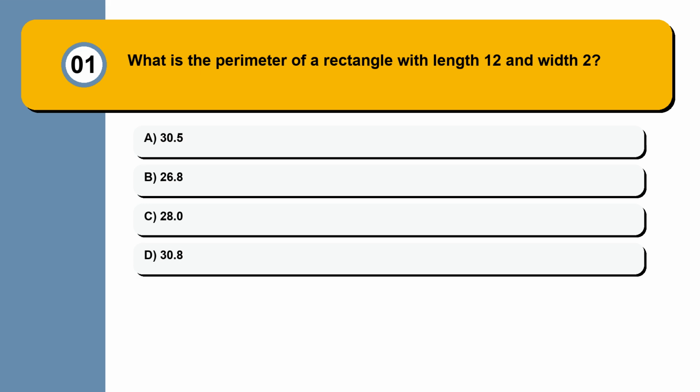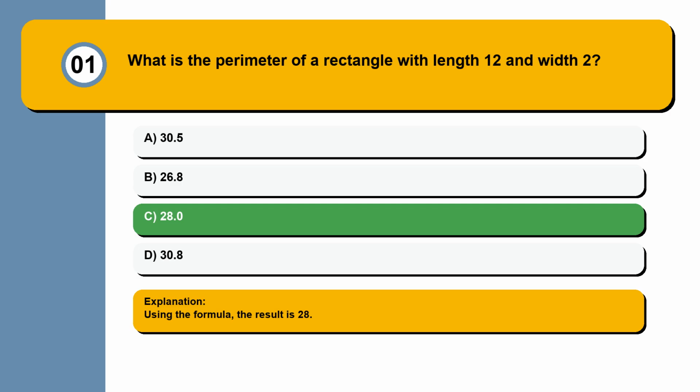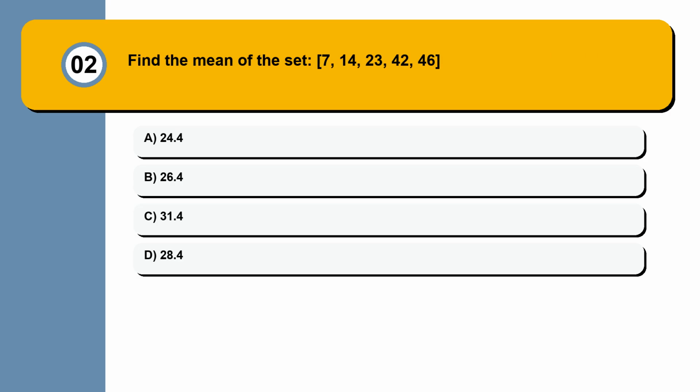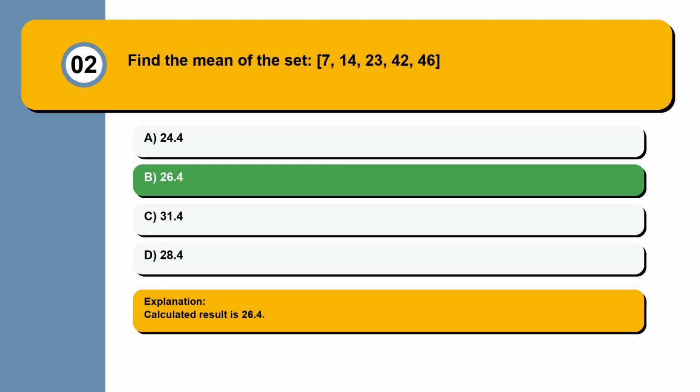Question 1. What is the perimeter of a rectangle with length 12 and width 2? 30.5, 26.8, 28.0, 30.8. Using the formula, the result is 28. Question 2. Find the mean of the set 7, 14, 23, 42, 46? 24.4, 26.4, 31.4, 28.4. Calculated result is 26.4.